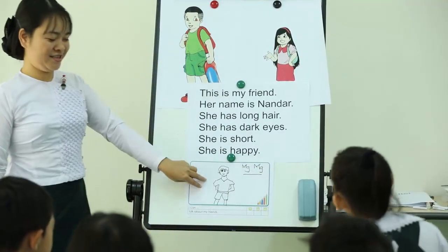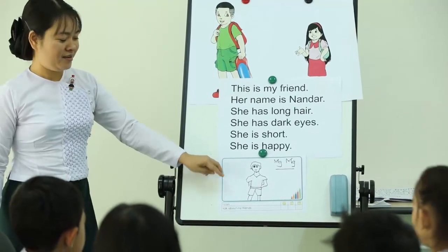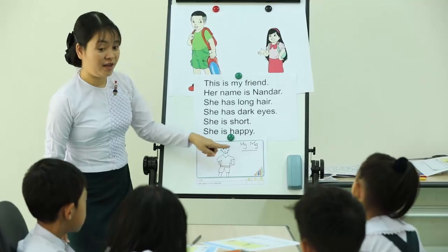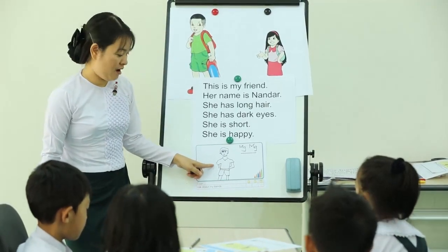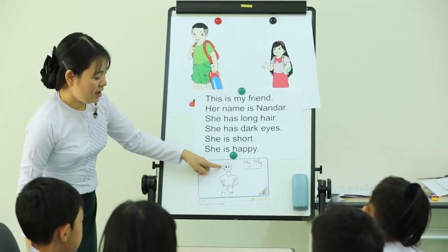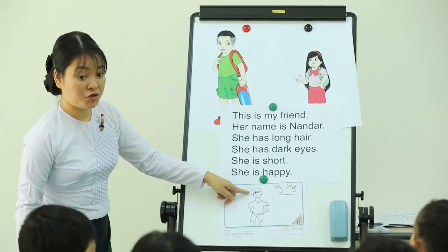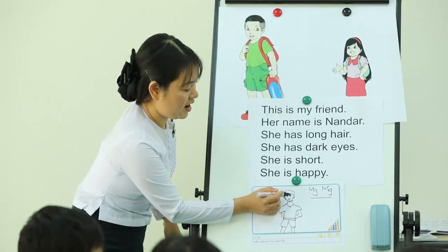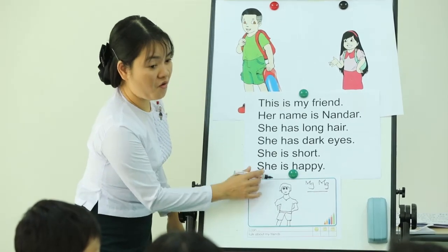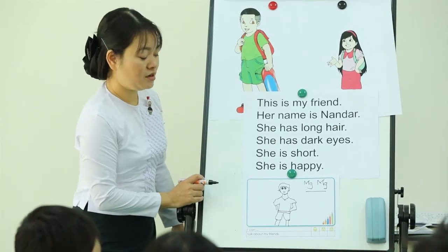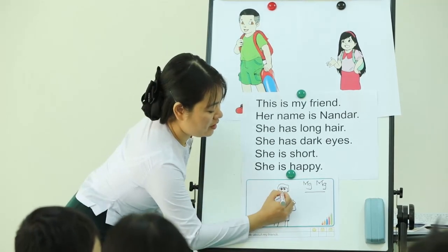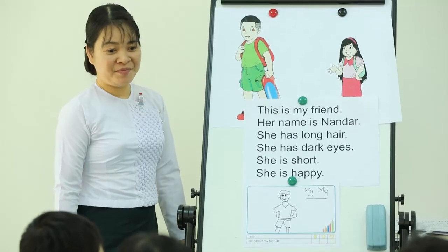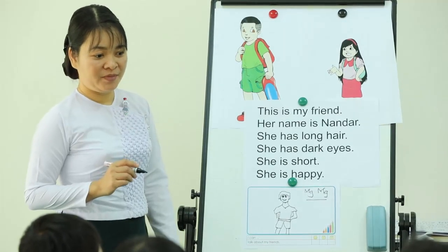Okay, this is my friend. Who is he? Mama. Yes, this is my friend. His name is Mama. He has short hair. He has dark eyes. Is he tall or short? He is short. Yes, he is short. What was his feeling? He is happy. Yes, he is happy. Now your turn.